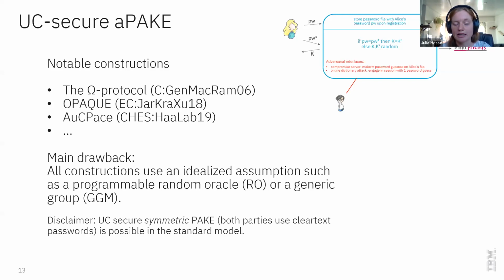Of course, such an oracle cannot be instantiated securely. On the contrary, the symmetric version of PAKE, where both parties would hold a clear text password, called a symmetric PAKE, can be obtained already in the standard model.